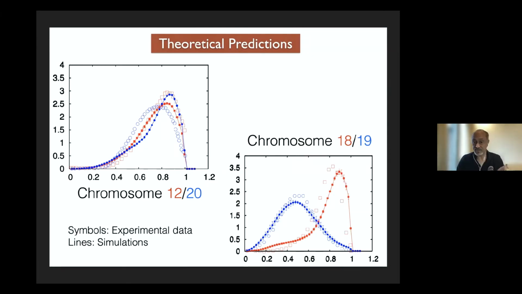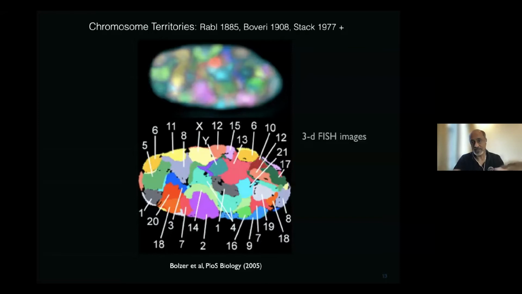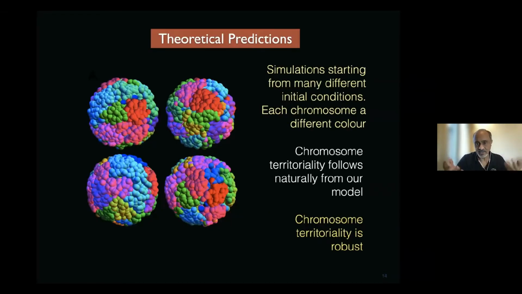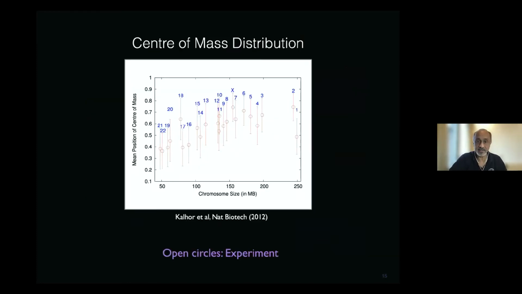These are distribution functions. I'm not going to define this because I don't have enough time to go into this. Here is the picture, the original pictures that actually showed you the formation of chromosome territories, the fact that chromosomes didn't overlap all over the place like a dish of noodles or pasta. And you can recover this in these simulations as well, whichever initial condition you start out from. Each chromosome here is colored a different color. And there's a natural way in which chromosome territoriality follows from the model here, and it's fairly robust.